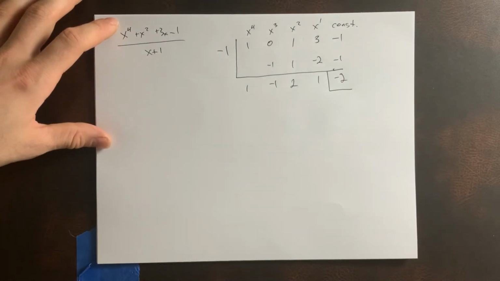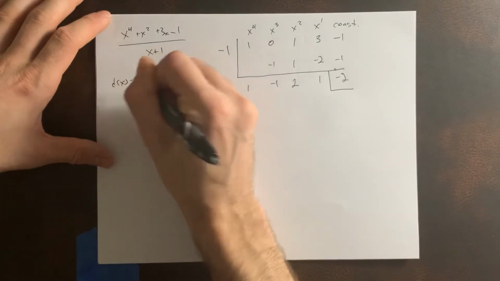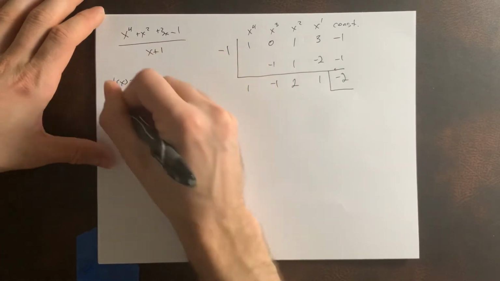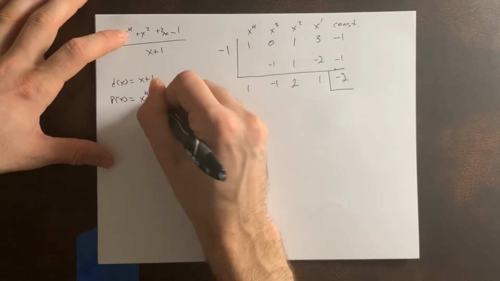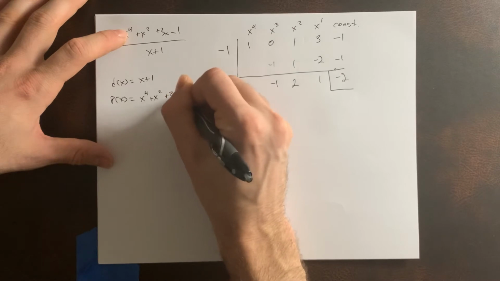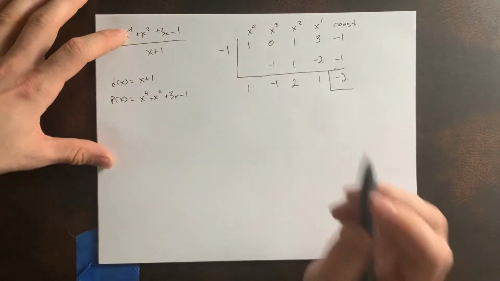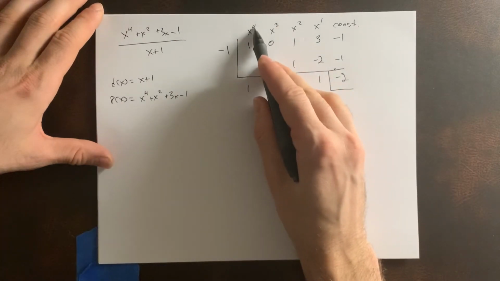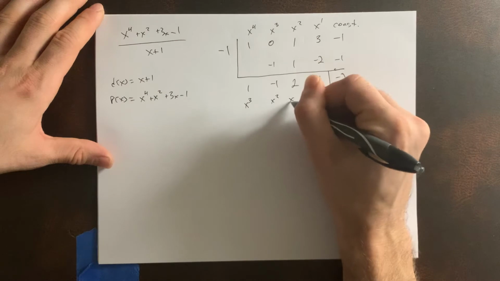Okay, so now let's fill out all those equations. D of x, just like before, the thing on the bottom, x plus 1. P of x, the thing on the top, x to the 4 plus x squared plus 3x minus 1. Now let's do the q of x and the r of x. Remember, here we start with an x to the 4, so down here we're going to start with an x to the 3. X to the 3, x to the 2, x to the 1, constant.